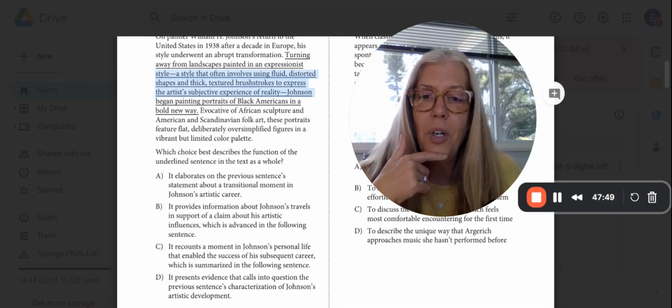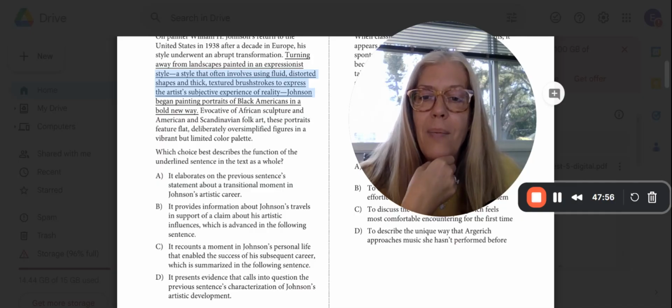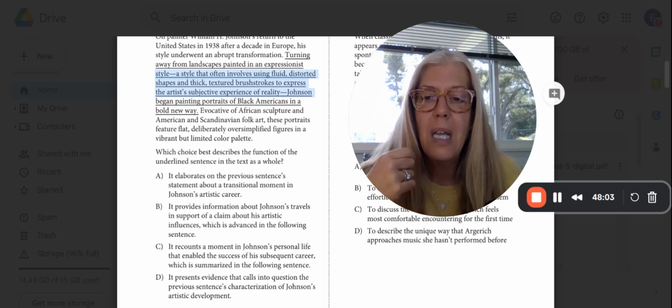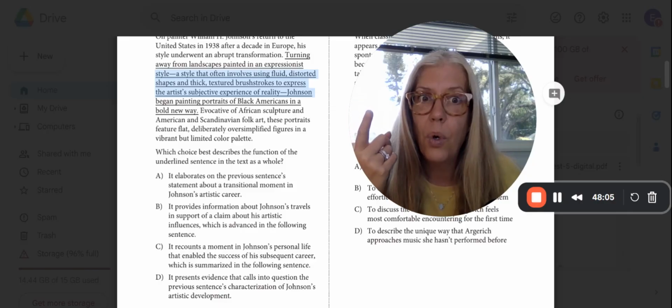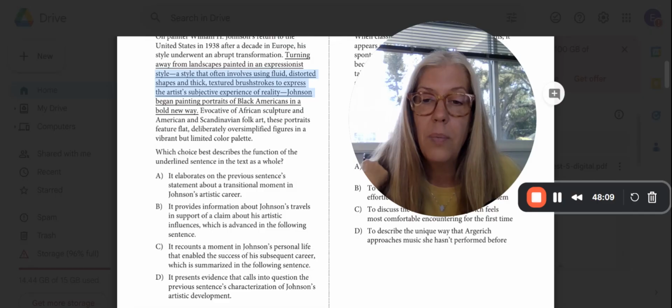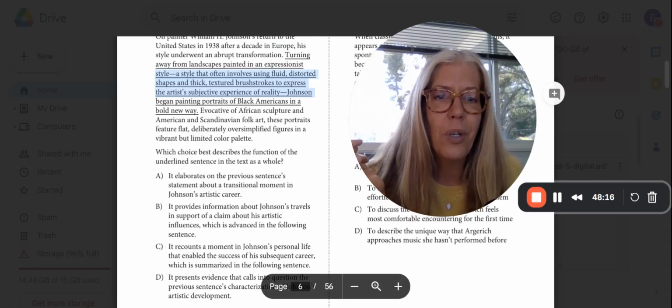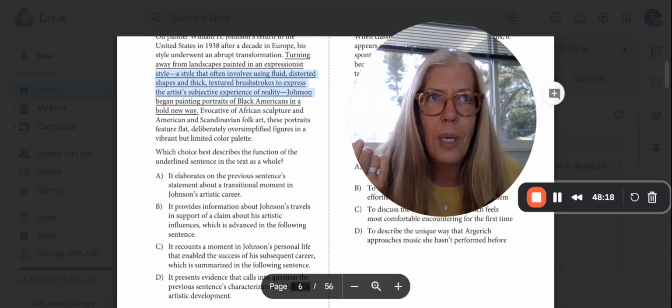B, it provides information about Johnson's travels. I don't like that so far because I don't think that's true, but I'm going to read the rest of it. In support of a claim about his artistic influences, which is advanced in the following sentence. It wasn't about that. C, it recounts a moment. Recount is an important word. It goes back and talks about a moment in Johnson's personal life that enabled the success of his subsequent career, which is summarized in the following sentence. It wasn't about his personal life. It was about an abrupt transformation in his artistic style.